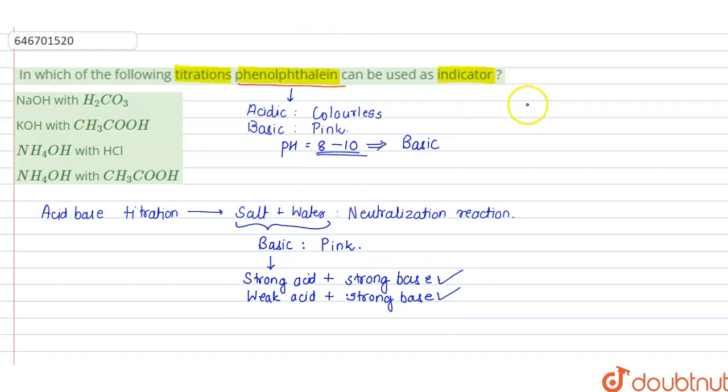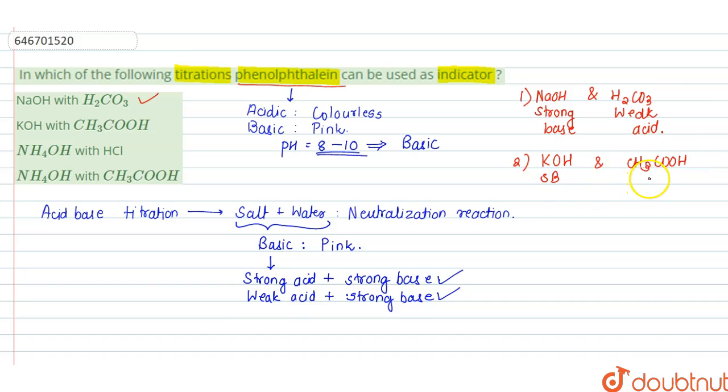Here the first titration is NaOH with H2CO3. So NaOH is a strong base and H2CO3 is a weak acid. Therefore here you can use phenolphthalein as indicator. Second is KOH and CH3COOH. Here also same, KOH is a strong base, CH3COOH, acetic acid, is a weak acid. So here phenolphthalein can be used as indicator.